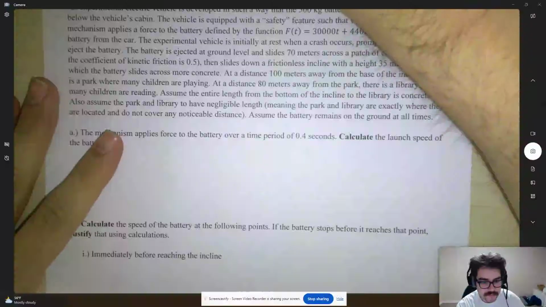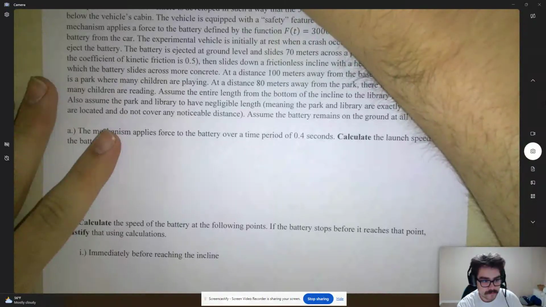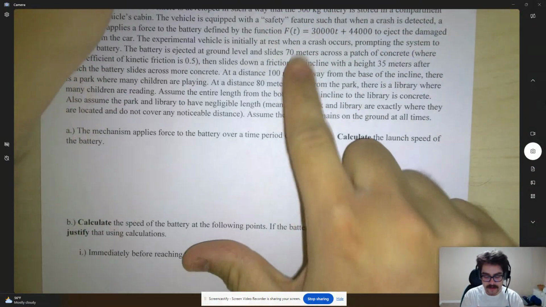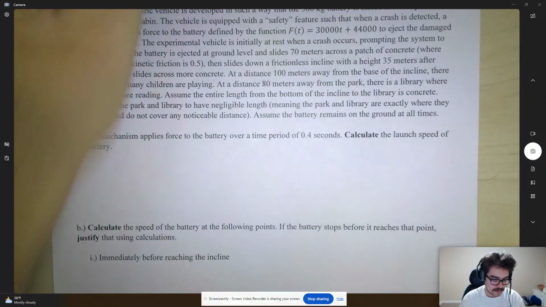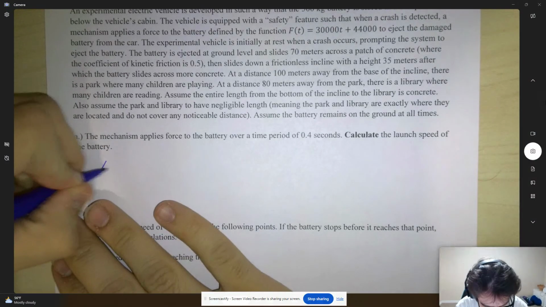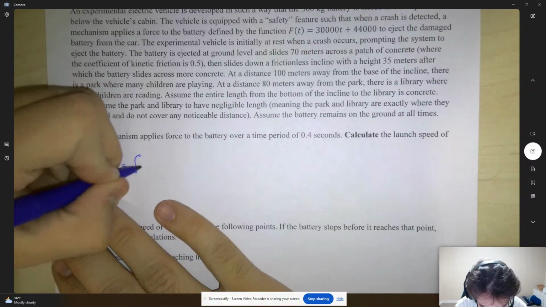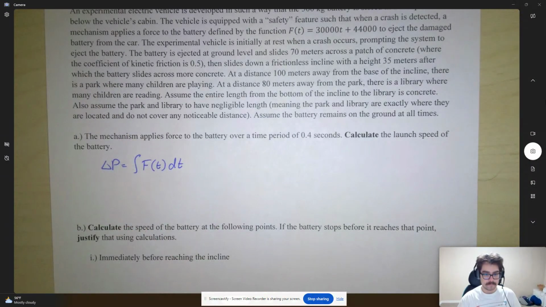The mechanism applies force to the battery over a period of 0.4 seconds. Calculate the launch speed of the battery. If I know that I have force as a function of time, I need to use momentum. Okay, I need to use momentum. So what I can do is I can say impulse is the integral of force as a function of time with respect to time.